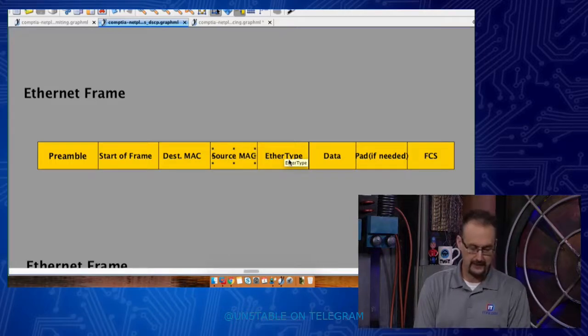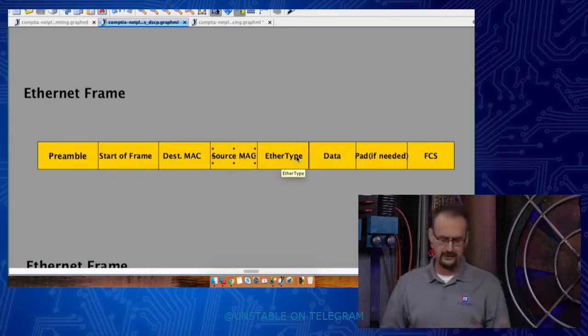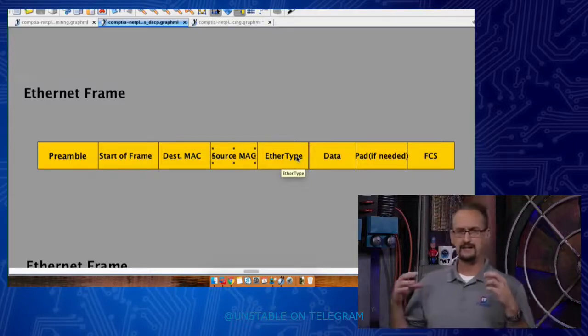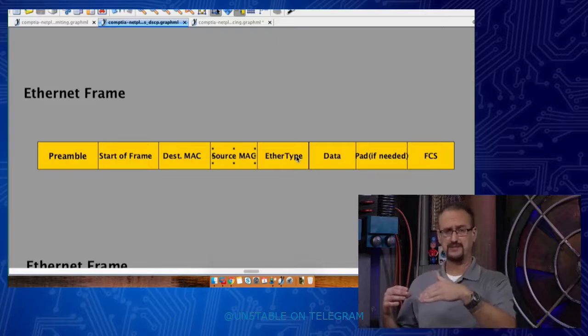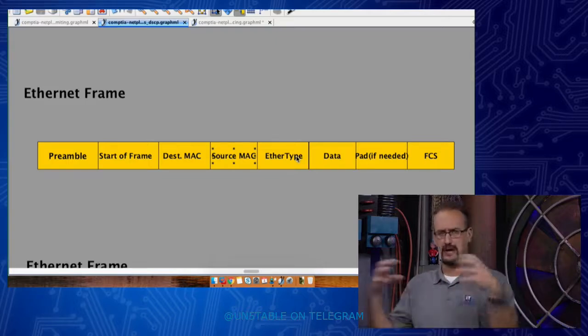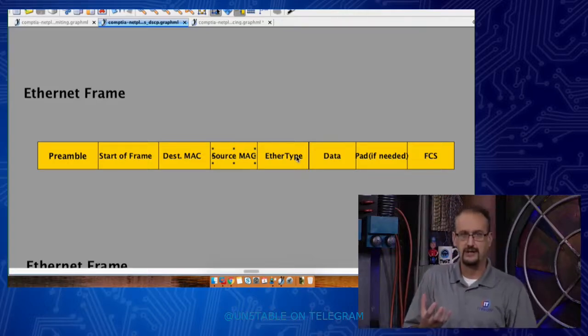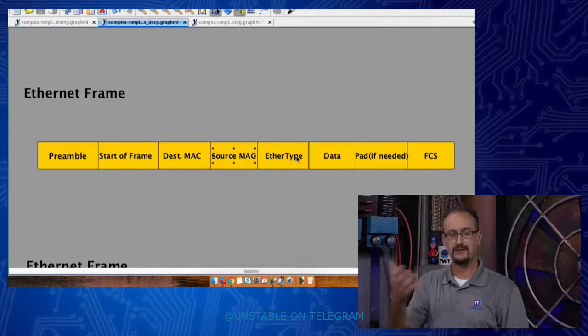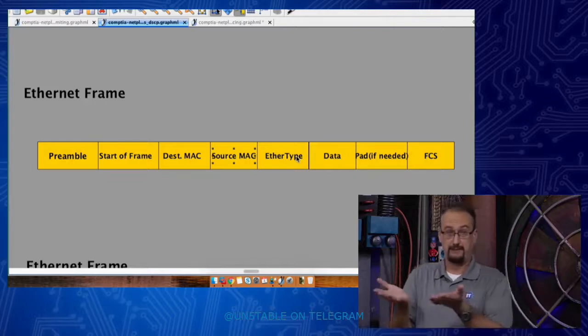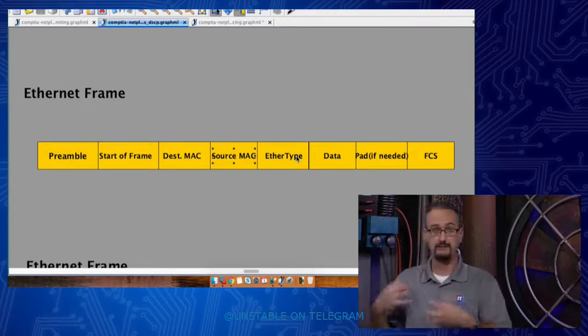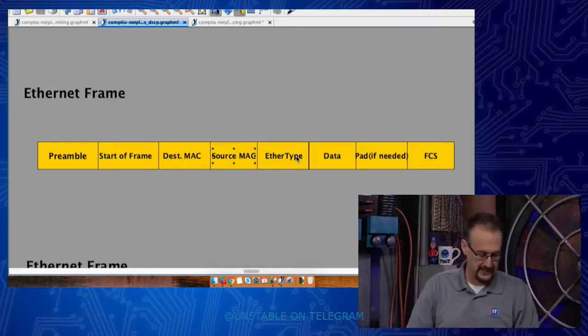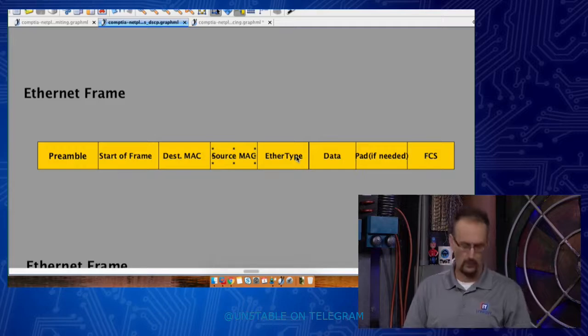Now, the ether type is interesting. You might hear it called ether type. You might hear it called length, because depending on how it's implemented, ether type just tells the switch essentially what upper layer protocols are actually encapsulated inside of this frame, right? Remember, the encapsulation is happening down there at the data link layer. So the ether type just says, hey, this is the type of protocol that's encapsulated within the Ethernet frame. Or it could be used as a length, and it just denotes the length of the frame itself. So it can be used for either or.